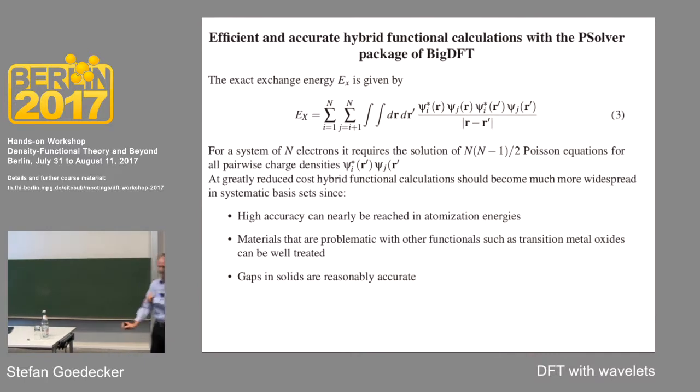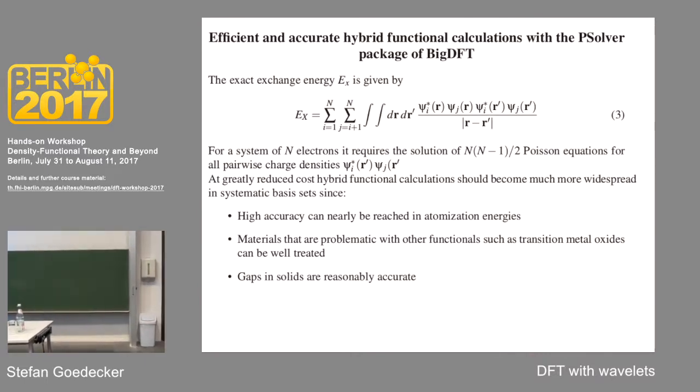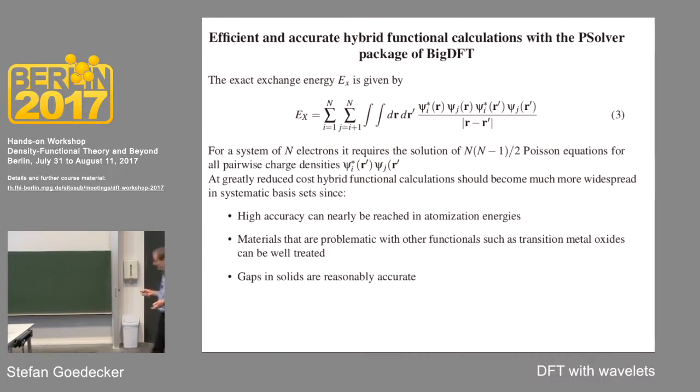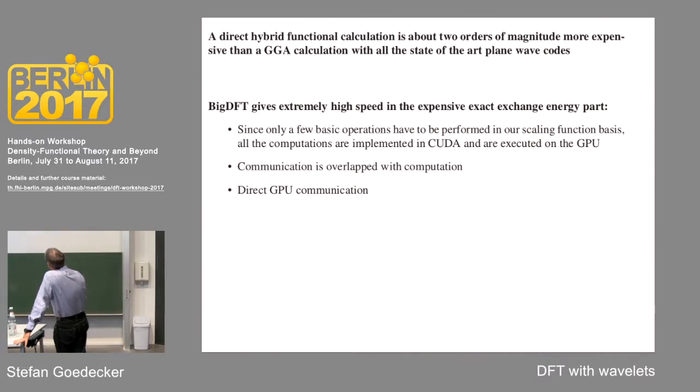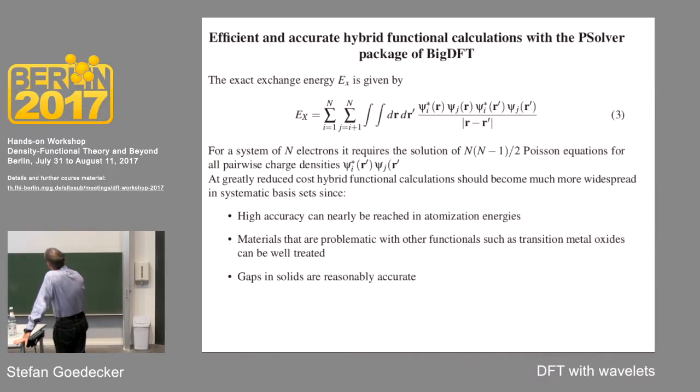Okay, a second application of this Poisson solver package. This whole big DFT package is subdivided into libraries, and one of those libraries is, as I told you, this Poisson solver library. And on top of that, there's now a library to do hybrid functional calculations. You have probably seen already that if you have a hybrid functional, you have this so-called exact exchange term, and this exact exchange energy is given by this expression here. And again, we have this 1 over |r minus r prime| kernel, the Green's function that we considered before for the solution of the Poisson equation. You can consider that again as a solution of the Poisson equation.